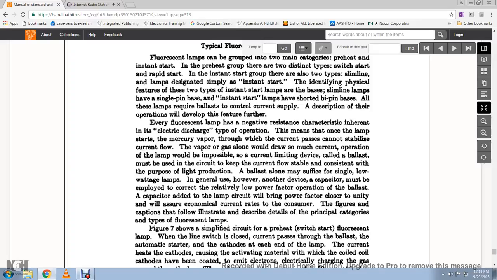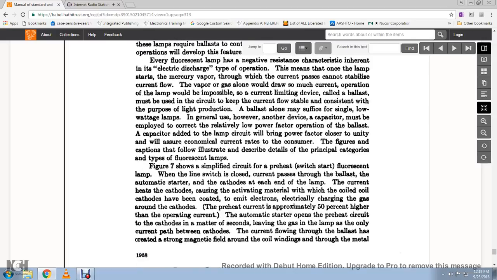The figures and captions following describe the details of the principal categories of fluorescent lamps. Figure 7 shows a simplified circuit of the preheat switch start fluorescent lamp, in which the line is closed with current passing through the ballast and the automatic starter to the cathodes at each end of the lamp. The current heats the cathodes, causing the active material on the coil to become electrically charged with electrons in the gas around the cathodes. The preheating current is approximately 50% higher than the operating current.